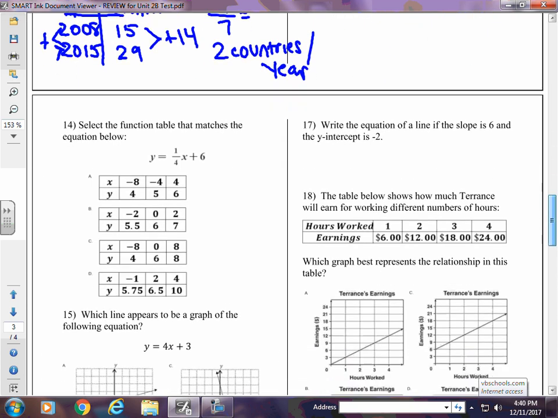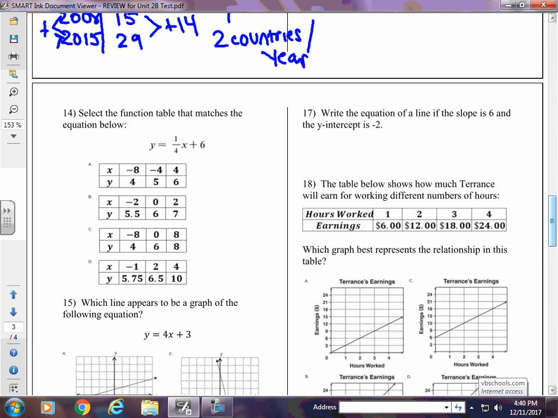Okay, for number 14, you're picking the table that matches the equation. So the first thing you want to do is start plugging in the x values and see if they make the y values. So if I plug in -8, 1/4 times -8 plus 6. Well, 1/4 times -8 is -2. -2 plus 6 is +4. So the first one worked.